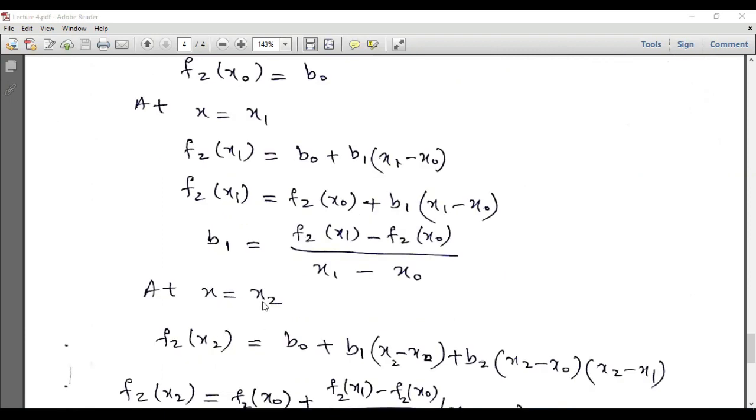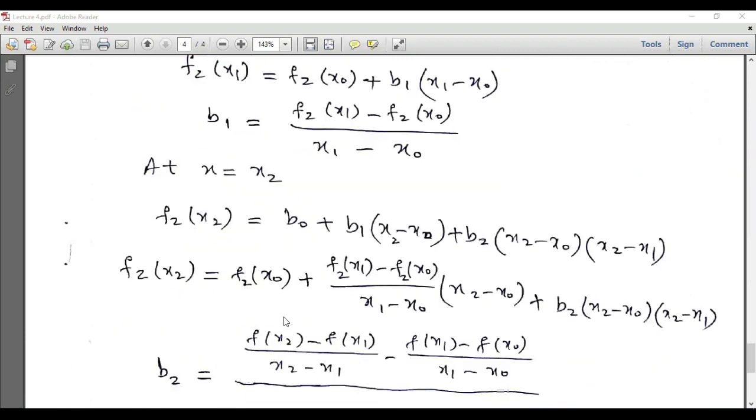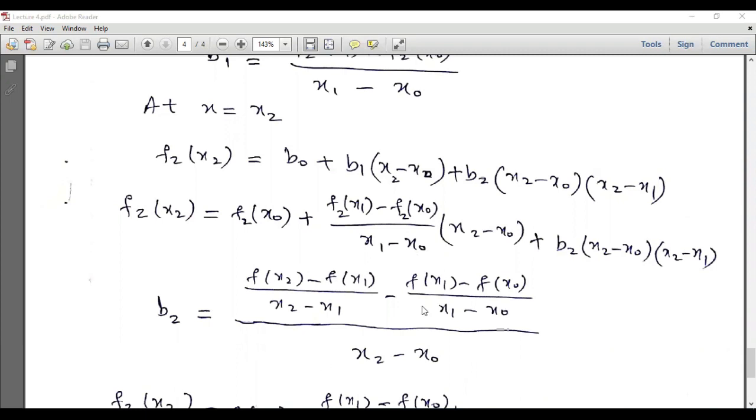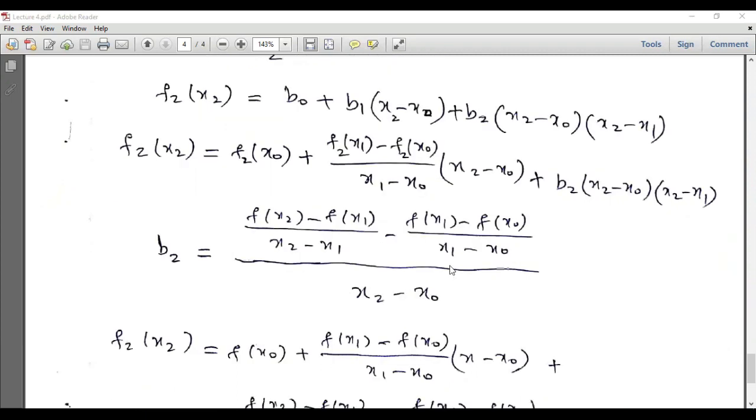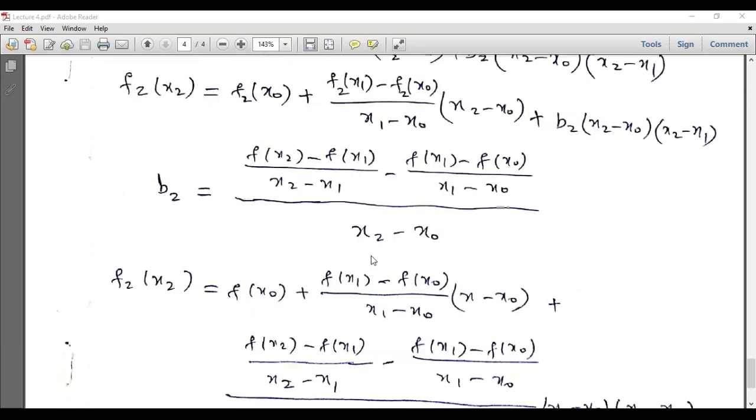Now we will put x equal to x2, and it will give us the value of b2. So if we put x equal to x2 in the original second order Newton's polynomial, we will get this equation, and we can substitute the values of b naught and b1 over here. So this is b naught. The only unknown value is b2. So after rearranging this equation, the calculated value of b2 is this expression. So we can calculate all the values of these three coefficients, and then we can use this polynomial again, and we can calculate the value of the function at any point.